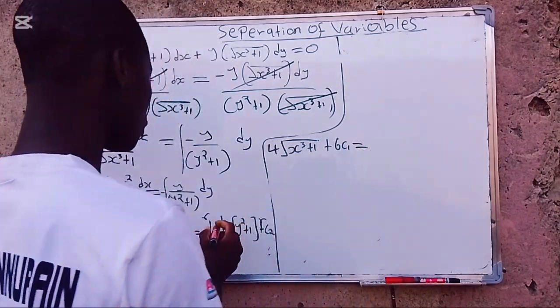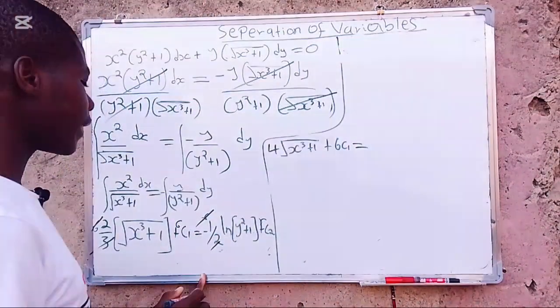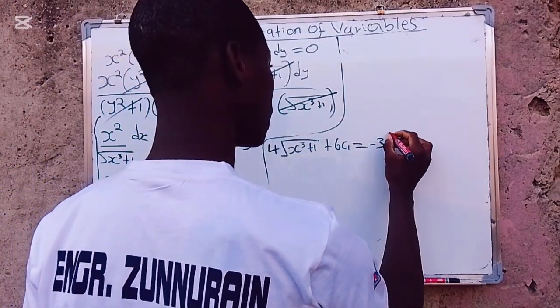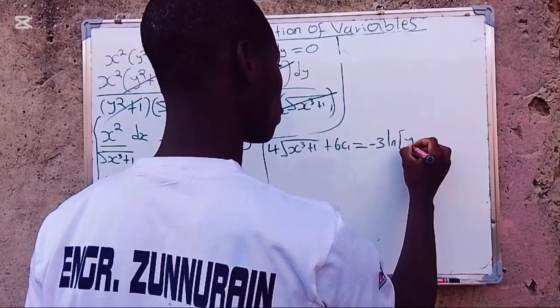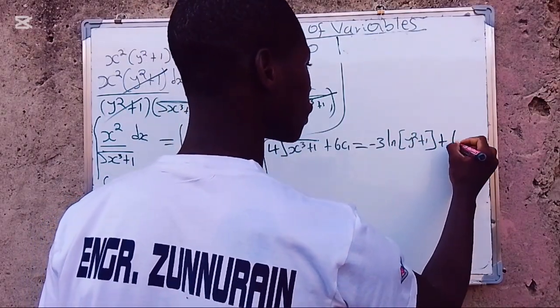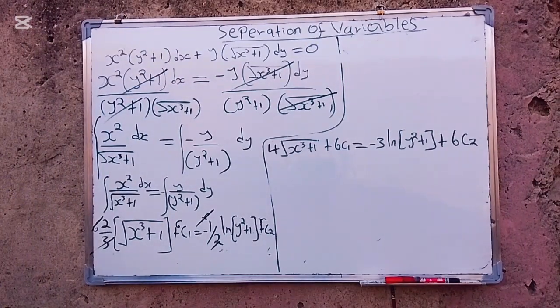So this should now be equal to, if I multiply here by 6, this should now be what? 3. 6 divided by 2 will give me 3. So I'll end up with negative 3 ln of y squared plus 1, and therefore plus 6c2. So this is all for that.